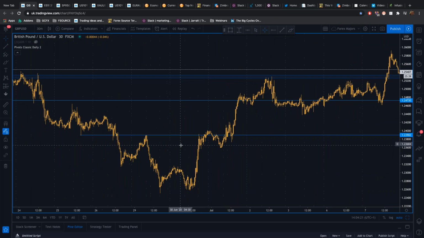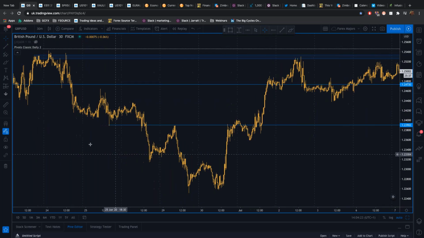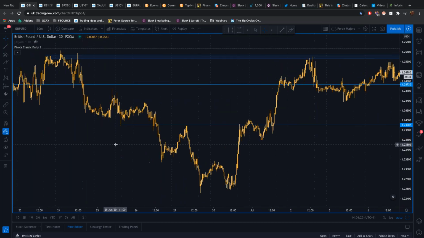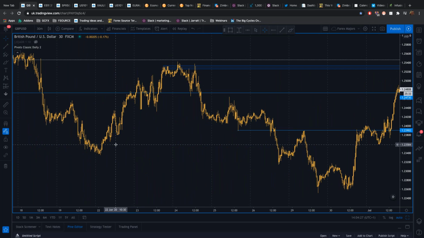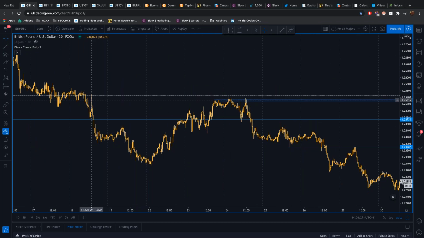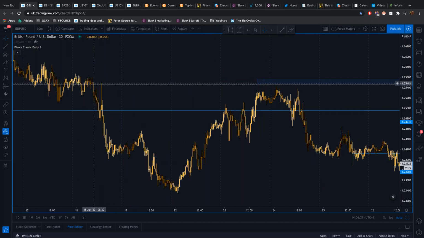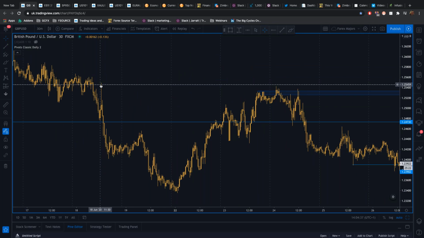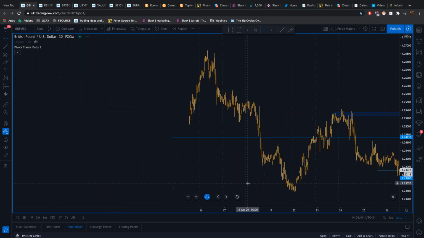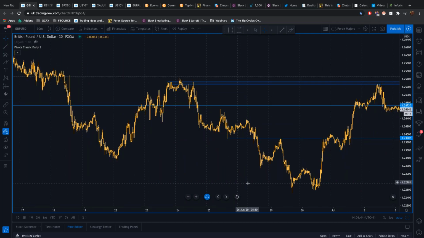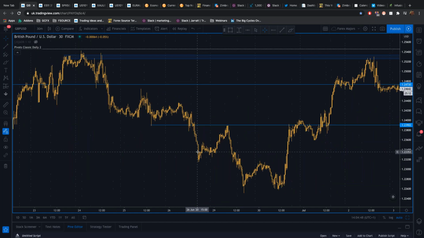It was mid-June. We had the Bank of England rate meeting, and it was pretty positive. There was no talk of negative interest rates. The UK was pretty optimistic on the economy, but yet we saw the pound sell off. We then saw some really strong retail sales data, pound sold off, some strong PMI data, pound sold off.